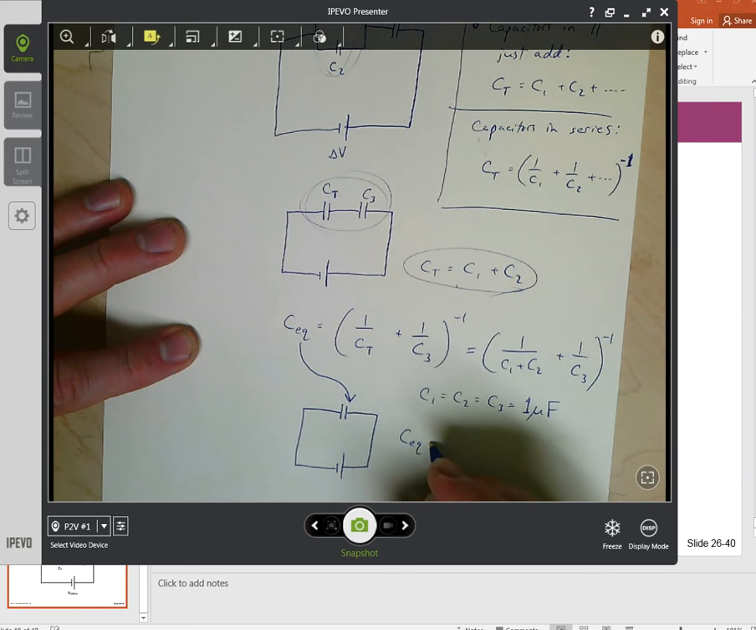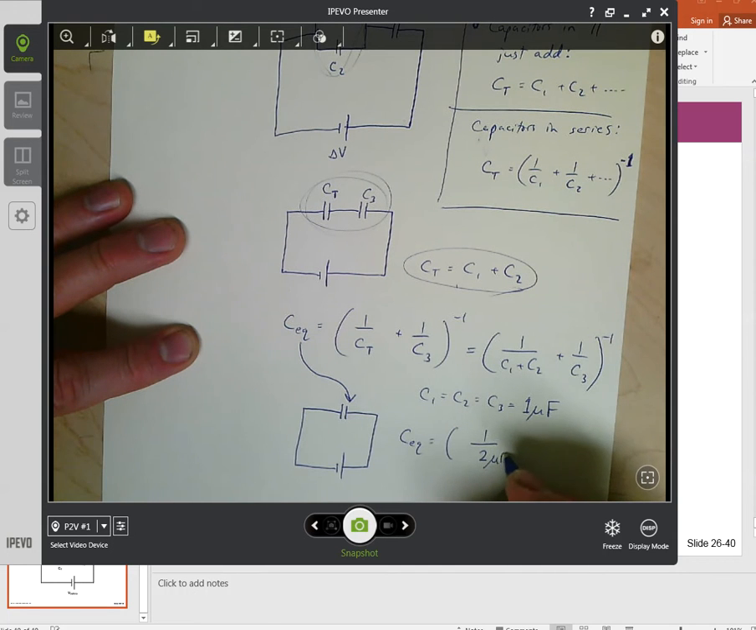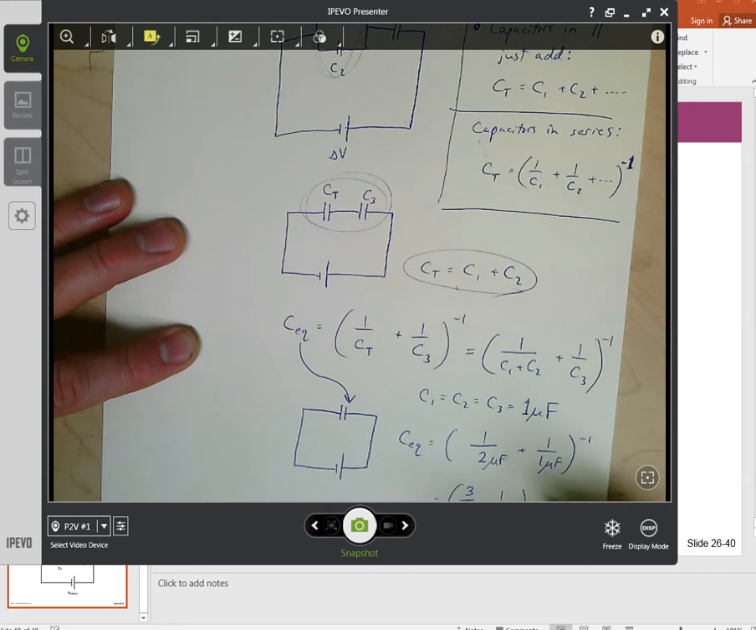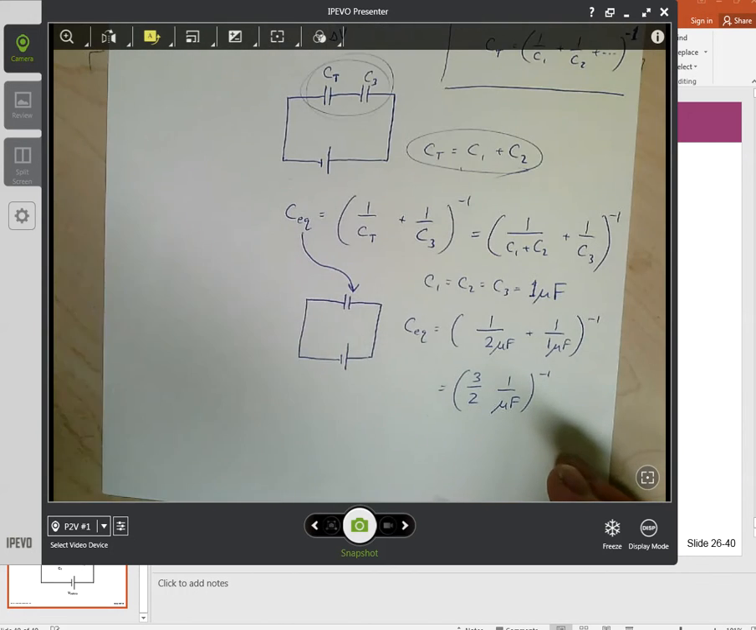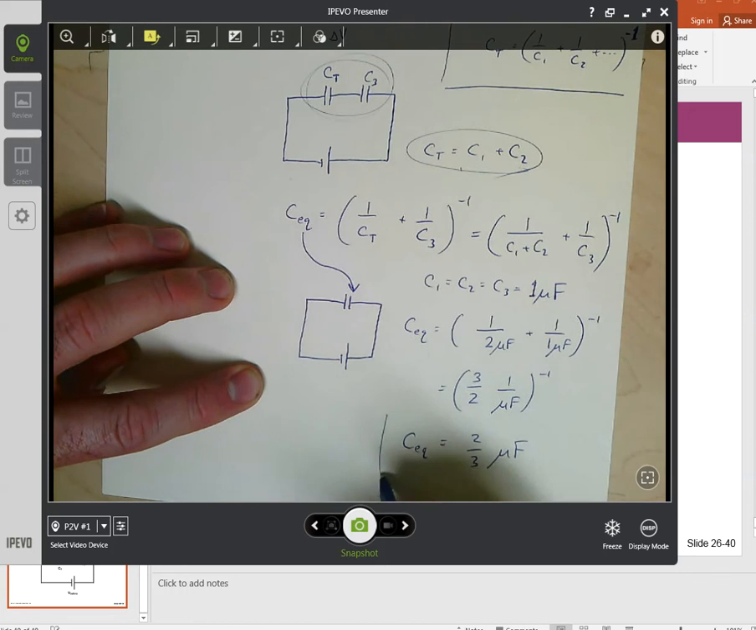So then in that case, the C equivalent would be equal to 1 over 1 plus 1, which is 2 microfarad, plus 1 over 1 microfarad, inverse. When I add 1 over 2 plus 1 over 1, it looks like I have, what is that, 3 over 2. And my unit so far is 1 over microfarad, which doesn't seem like it makes sense until we take the inverse. And we have 2/3 microfarad. And this is my equivalent capacitance for this circuit.